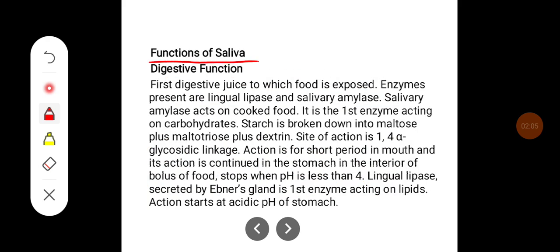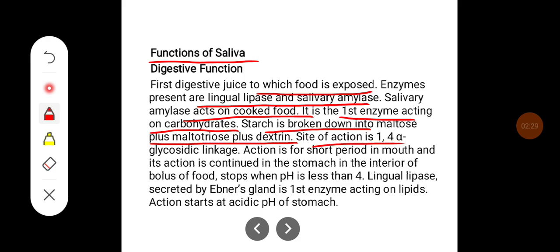Coming to functions of saliva, the digestive function. First, it is the digestive juice to which food is exposed. Enzymes present are lingual lipase and salivary amylase. Salivary amylase acts on cooked food. It is the first enzyme acting on carbohydrates. Starch is broken down into maltose plus maltose plus dextrin. The site of action is 1,4-alpha glycosidic linkage.